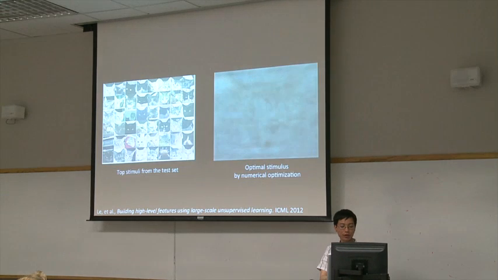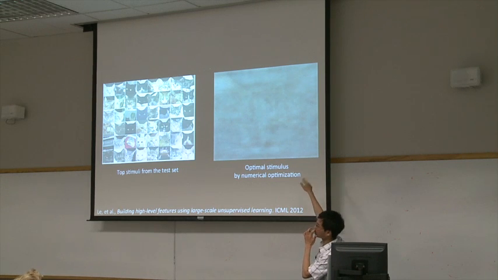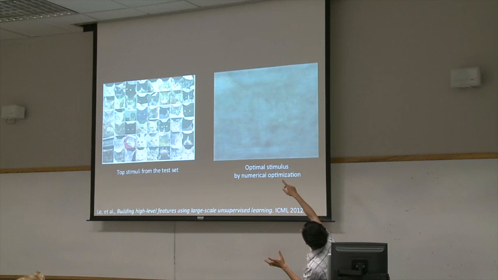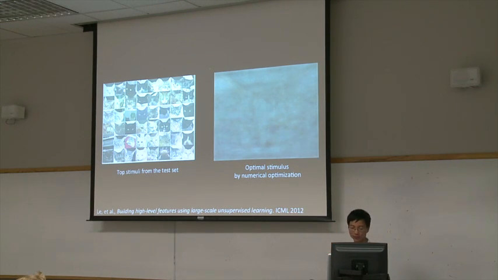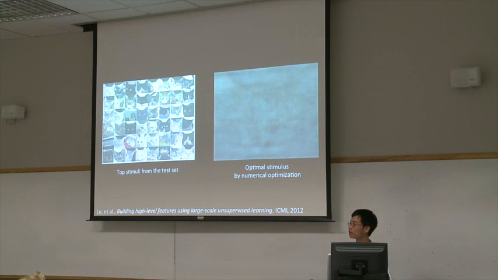Okay, there's another feature that is quite interesting. It's sensitive to the concept of cat faces. I'm not sure you can see from this picture, but after optimization, it looks like a face with ears and so on. Okay. Question: how did you collect the images? So we use a lot of images from ImageNet. ImageNet? Yeah.